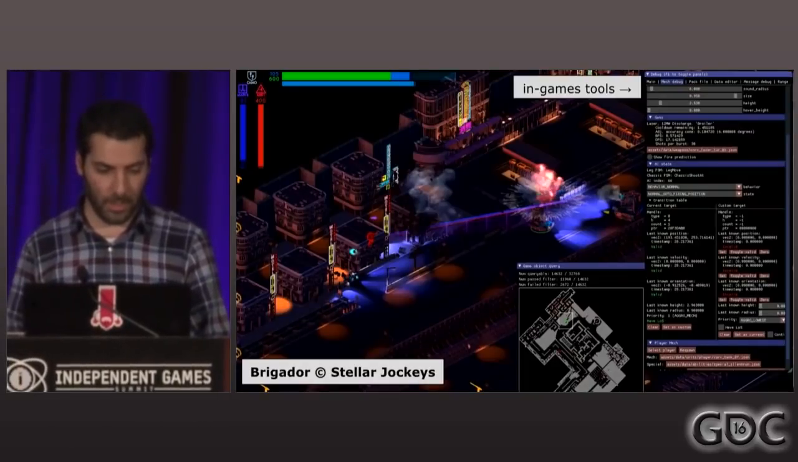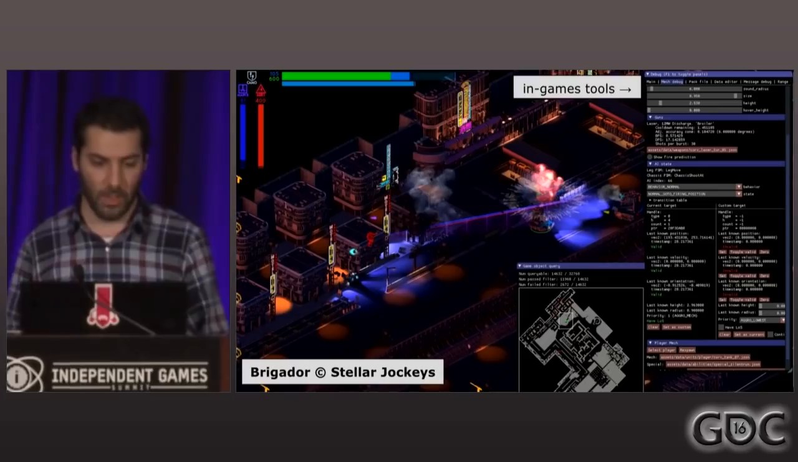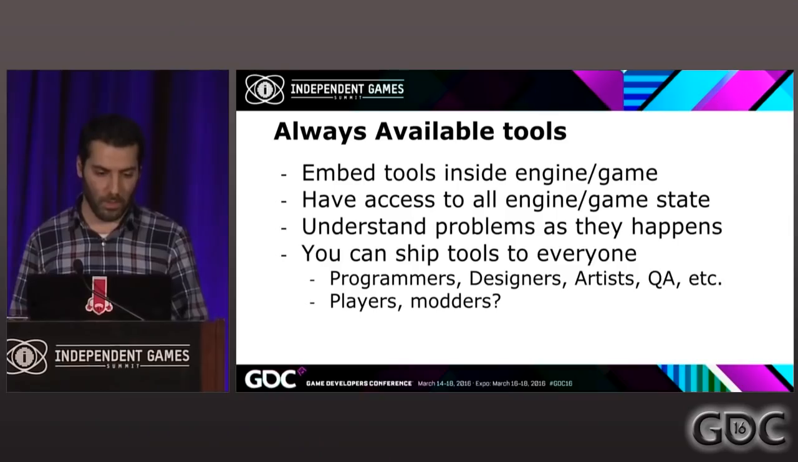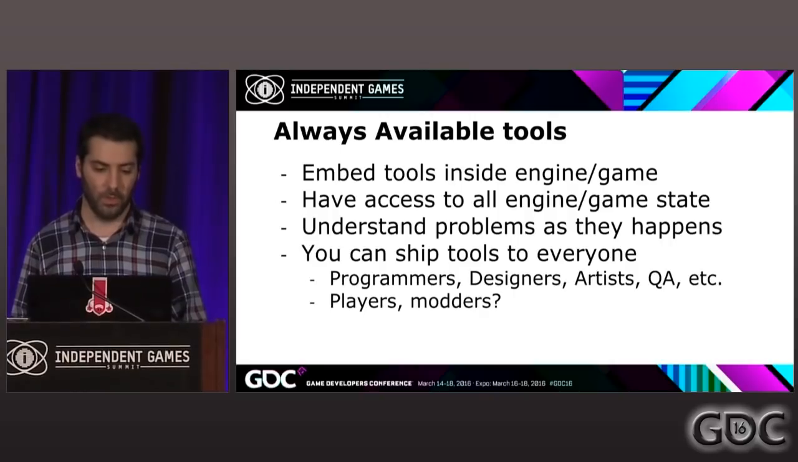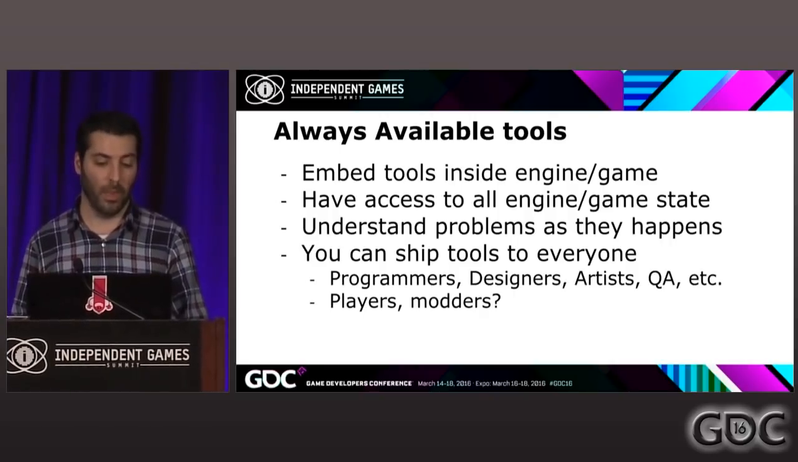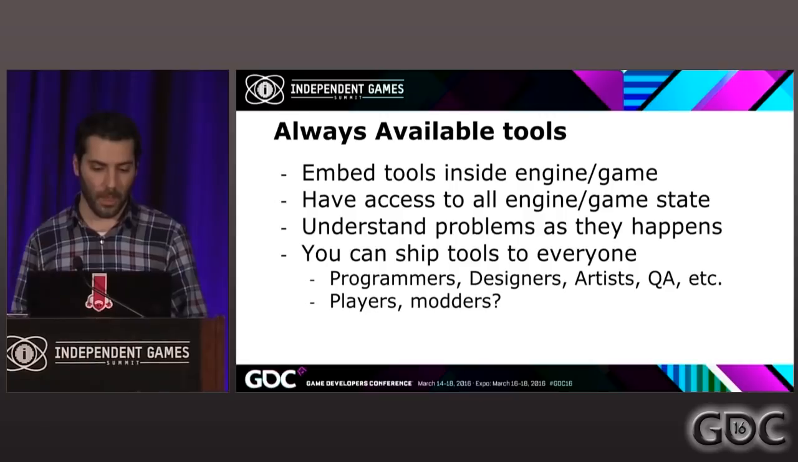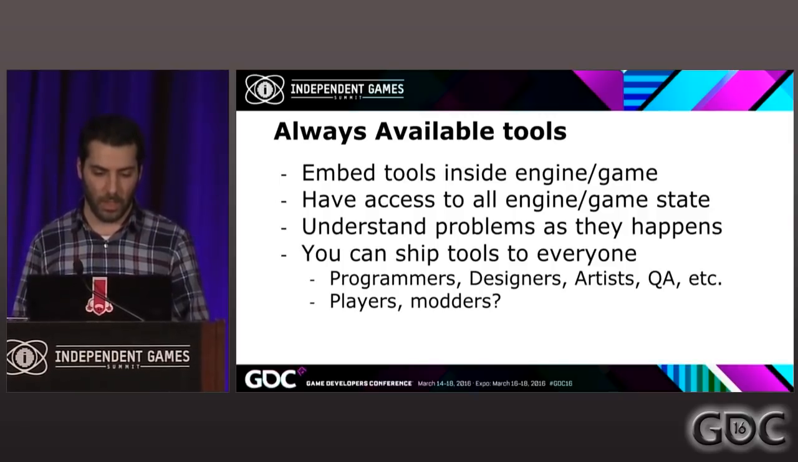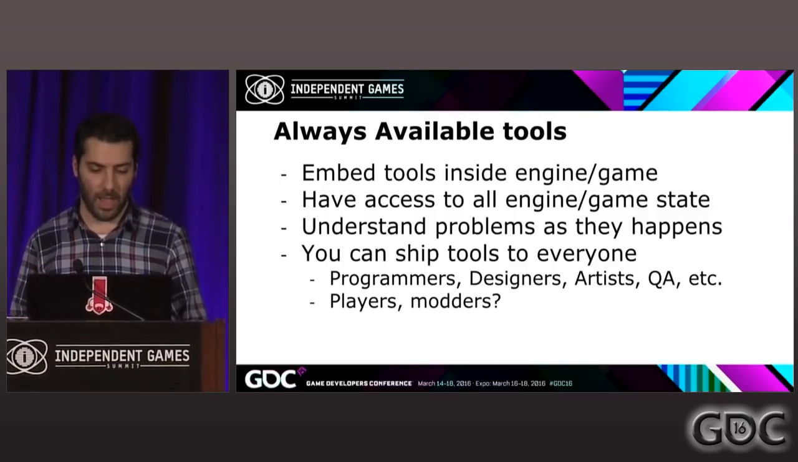By always available, I mean, that's a picture from the game Brigador. It's currently in early access. Some of the tools have been shipped to users. You can press F1 mid-game and edit the game properties while the game is running. So the idea with always available is that you've got those tools created directly inside your game. They don't get suddenly out of reach when you start working on your console or tablet version, or when you're playtesting the game outside. They all have access to all your game running states, so no runtime data is off-limit to the tools. You can understand problems as they happen.